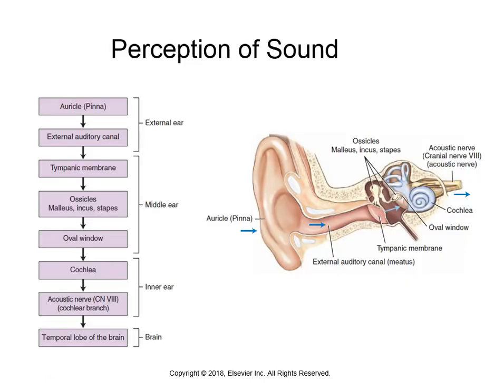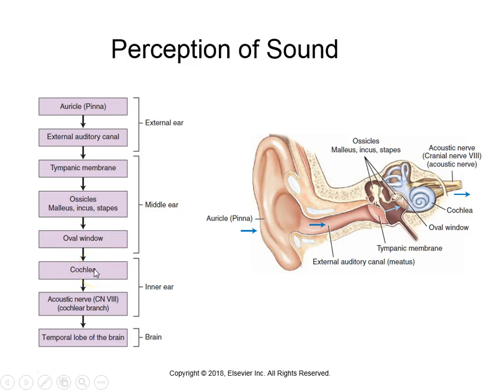So in terms of what you would hear, here's the flow of events. Basically, sound gets funneled by the auricle through the auditory canal, bounces off the tympanic membrane or eardrum. That then causes your ossicles to vibrate and send that vibration onto the oval window. The oval window is then going to communicate that vibration to the cochlea.